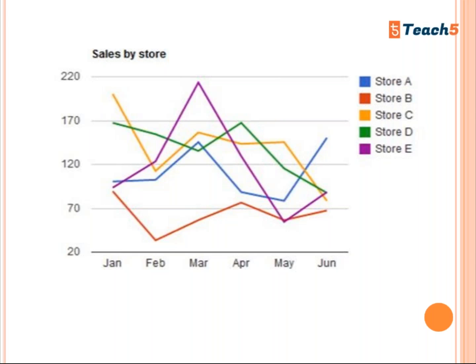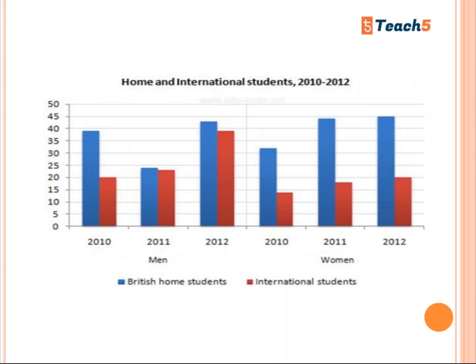This is one type of diagram, and this is another type of graph that we see here, a line graph. The graph speaks about home and international students from 2010 to 2012. So British home students and international students, projected with different colors as well, men and then women. We call it a comparative diagram. So you should never write this diagram individually.